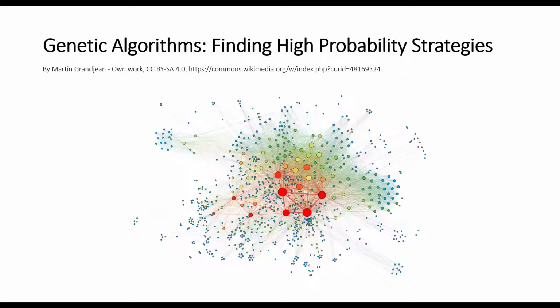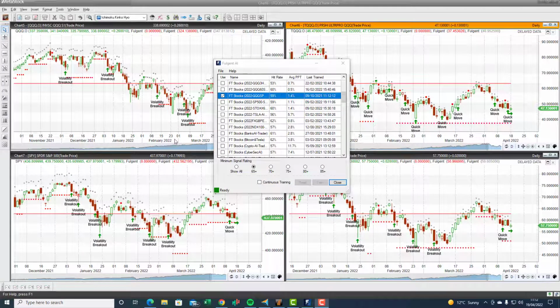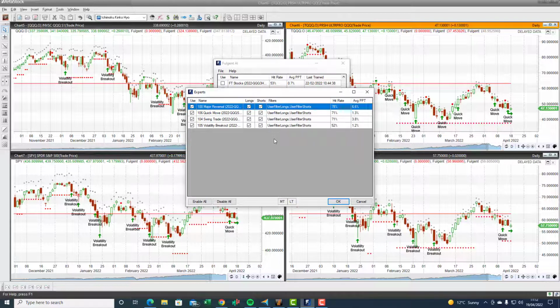And that brings us back to these 4 artificial intelligence engines: major market reversals, classic swing trades, volatility breakouts, and quick 3-day moves. Now, jumping straight into the MetaStock platform, where we've got the Fulgent AI engine loaded, we're going to look at the QQQ and the SPDR ETF. I've got the MetaStock platform open, I've got the Fulgent AI engine running, and the AI engine I'm using for the QQQ and SPDR ETF has been trained over thousands of data points since the inception of each ETF, basically.